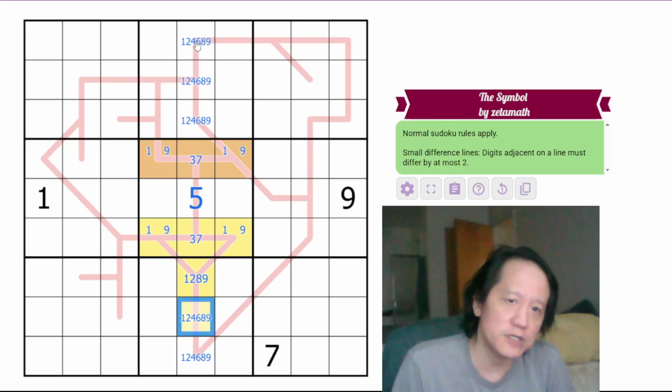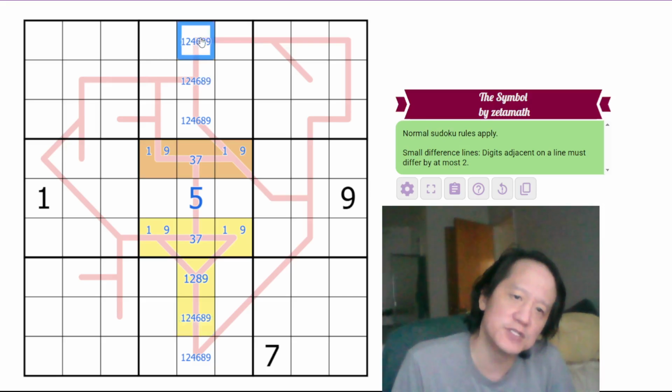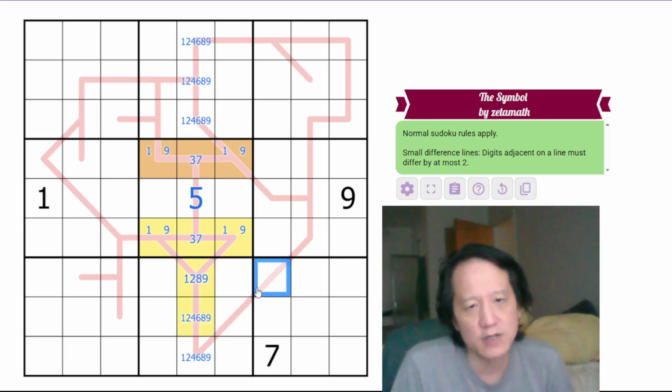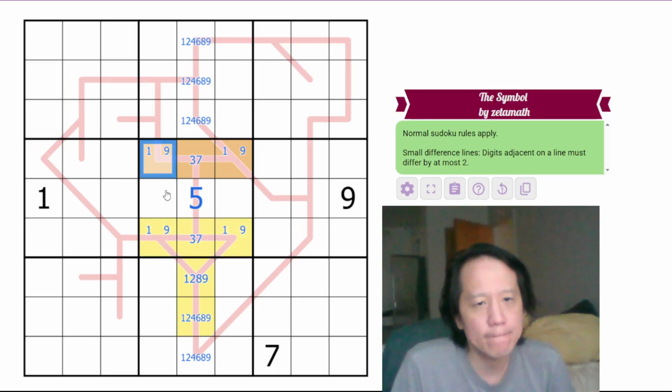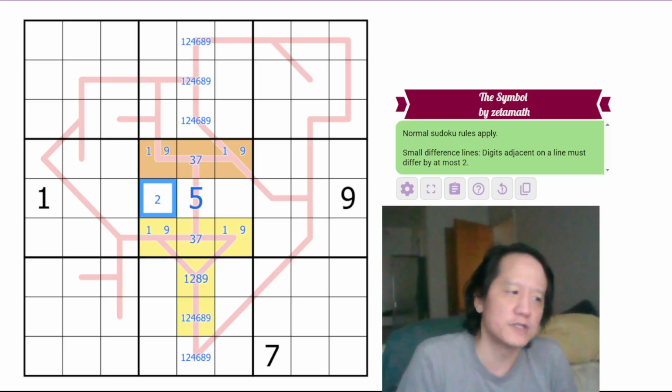The question is, could this ever be... If this is not the same set as this, well, it could be over here. Possibly. I guess that's the point. It's possible. We have 2, 4, 6, 8 remaining. Interesting.